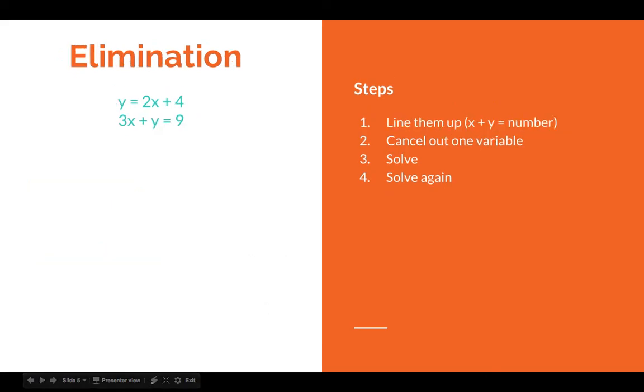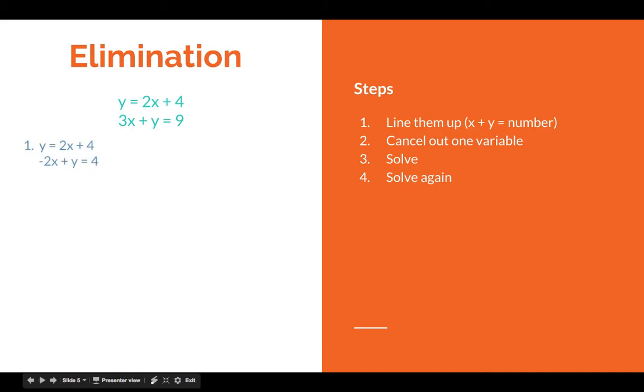Okay. So now moving on to the second method of solving systems of linear equations. We have y is equal to 2x plus 4 and 3x plus y is equal to 9. That's the first example we did for substitution. The reason I'm doing the same problem again is because I want to show you that you can do it both ways. We have slightly different steps here. Steps 3 and 4 are the same, that's solve and solve again. But steps 1 and 2 are different.